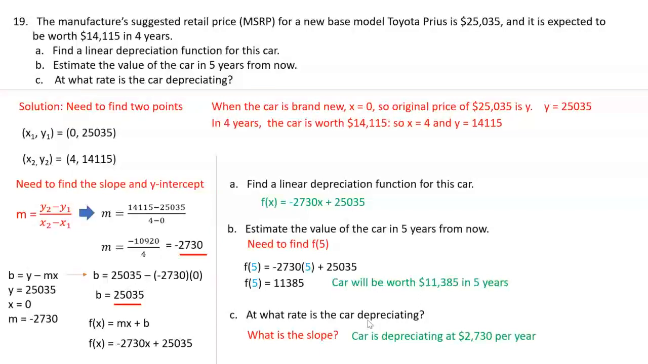So the answer for part C is a car is depreciating at a rate of $2,730 per year.